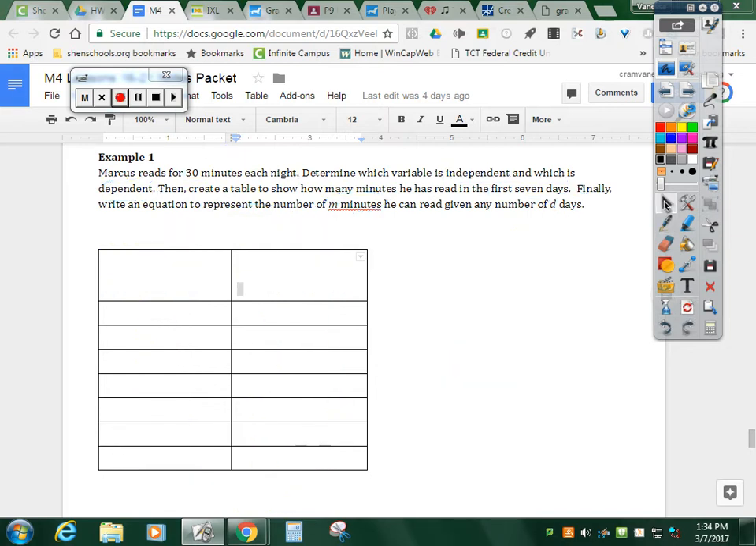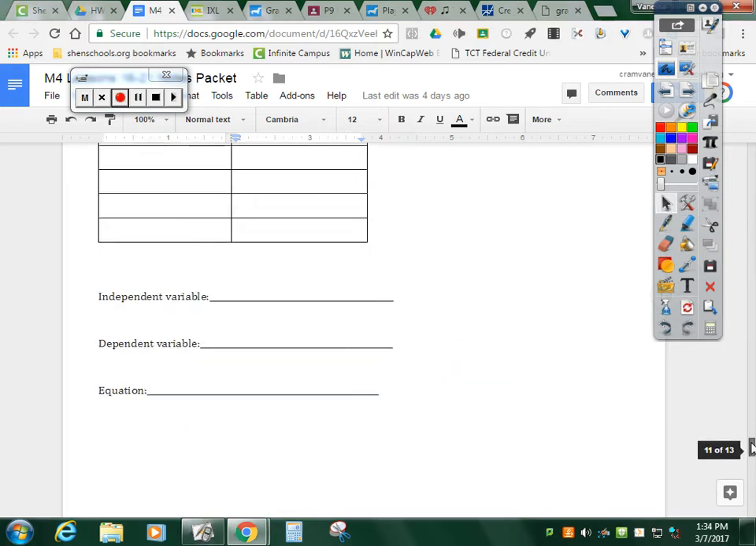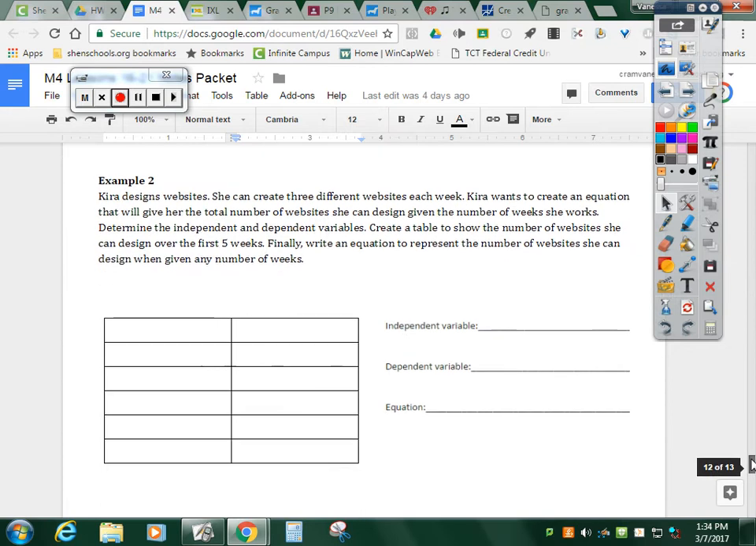The next example is fairly similar to that one. Kiara designs websites. She can create 3 different websites each week. The importance of marking up the text for the students is very important. Kiara wants to create an equation that will give her the total number of websites that she can design given the number of weeks she works.